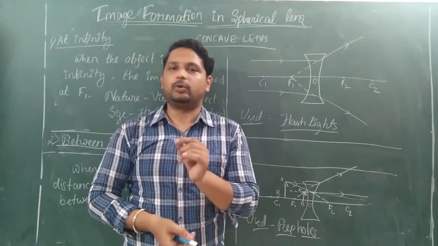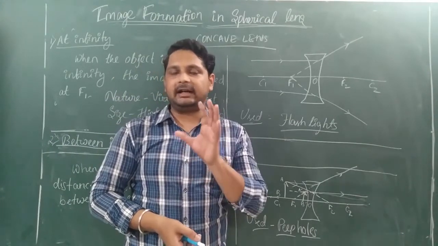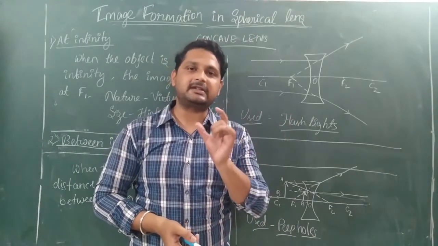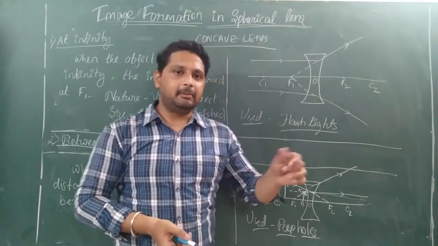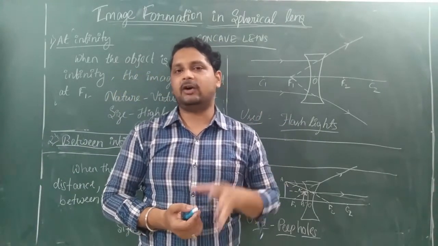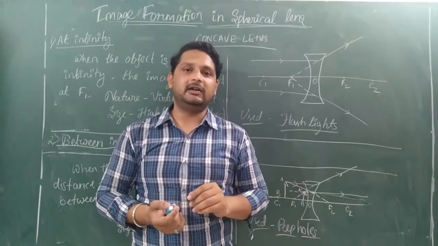So you can conclude that for an enlarged image, we have to refer to a convex lens, because in a convex lens enlarged images form, but in case of a concave lens you can see only diminished, small images form, as you saw in the earlier video.